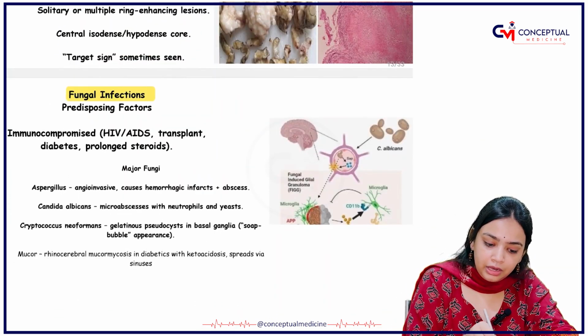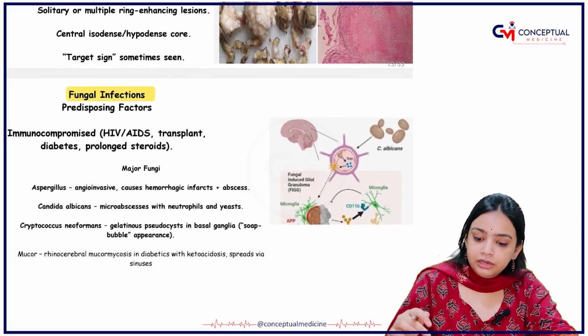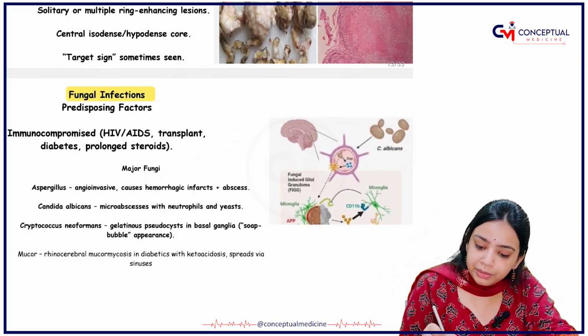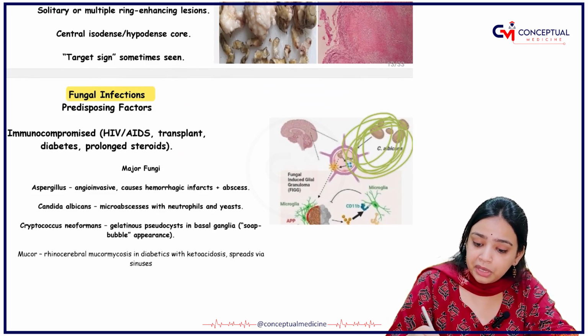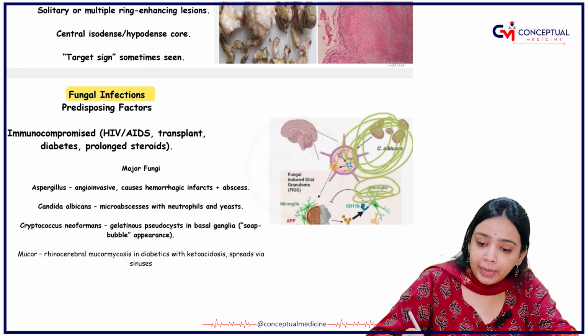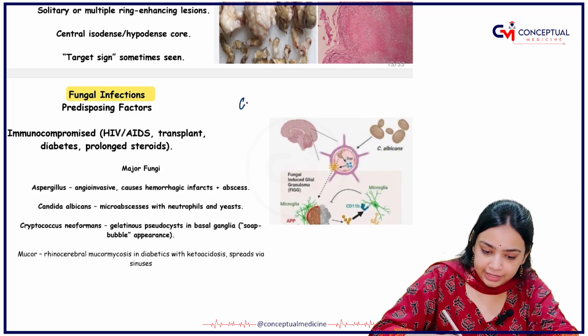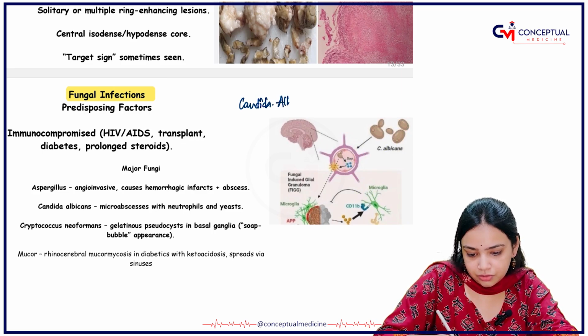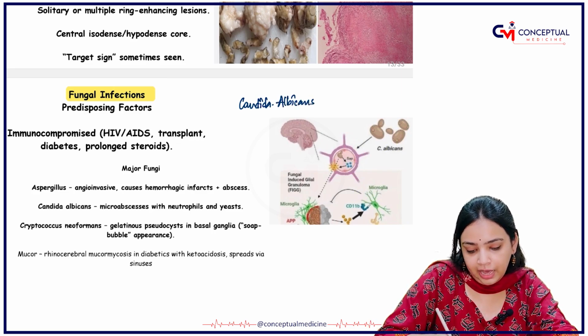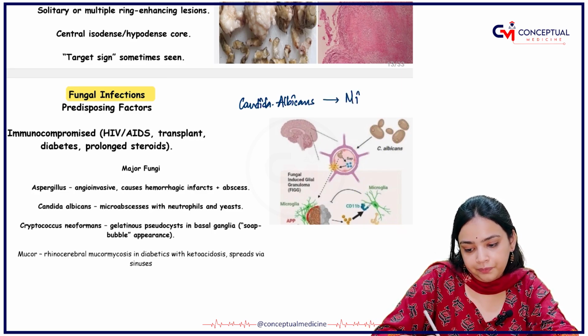Next you have is the fungal infection. In the fungal infection, what is the main hero? The main hero is Candida albicans. Candida albicans is the main hero. They attack your microglia. So Candida albicans mainly attacks your microglia.